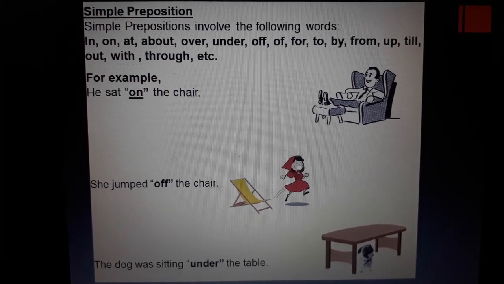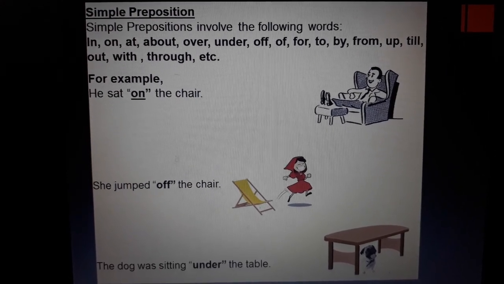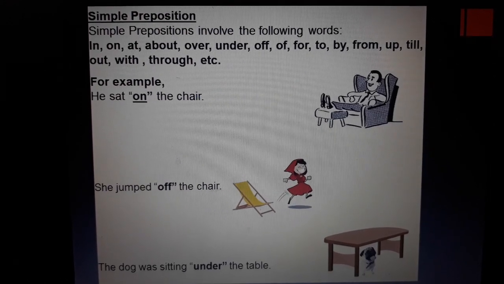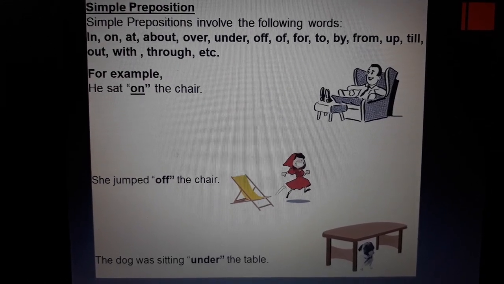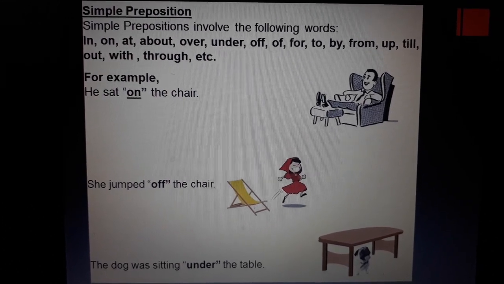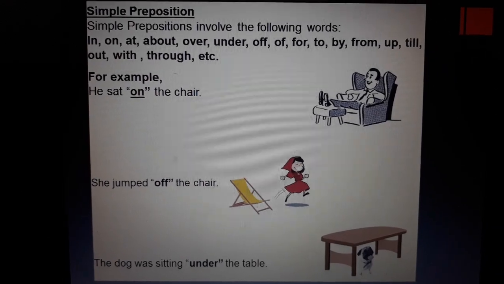Where did he find the book? In the bedroom. What was the book about? About dogs. Some more you can see. He sat on the chair. She jumped off the chair. The dog was sitting under the table.